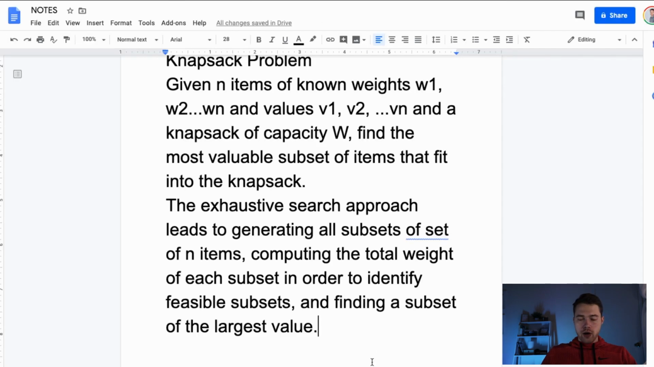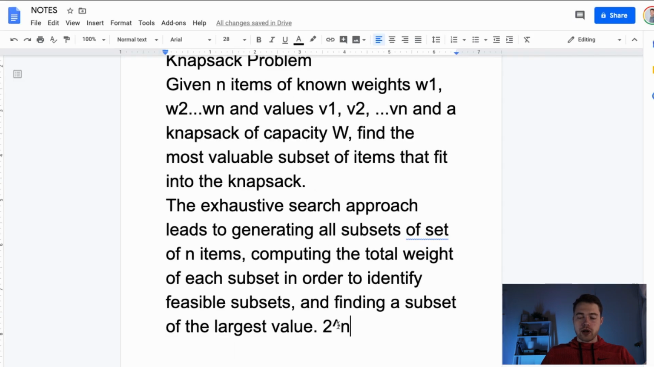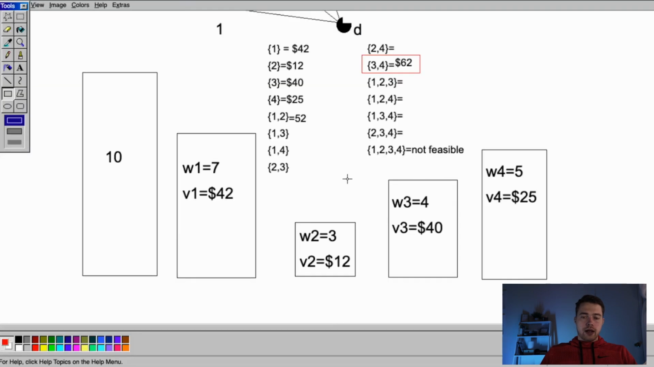So how many of such combinations do we have? 2 to the n, where n is the number of items. Let me know, by the way, if you don't understand why it's 2 to the n. But at this point, you should. So that's what we call exhaustive search.